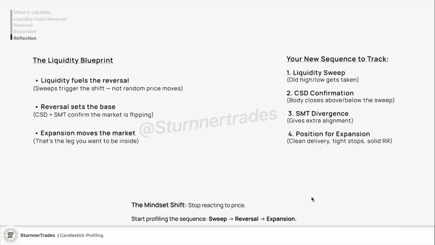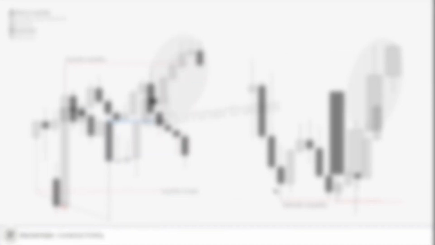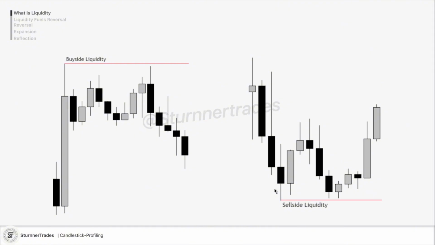So that's a full breakdown of how liquidity drives price, how real reversals form, and how you can start positioning yourself inside the expansion and not chasing after it. This isn't theory, this is exactly how I trade. And if it clicked for you today, then you are already starting to see the market differently. But we're just getting started.